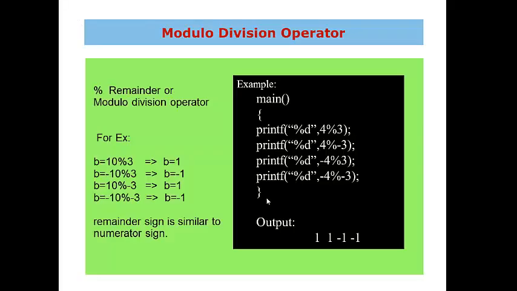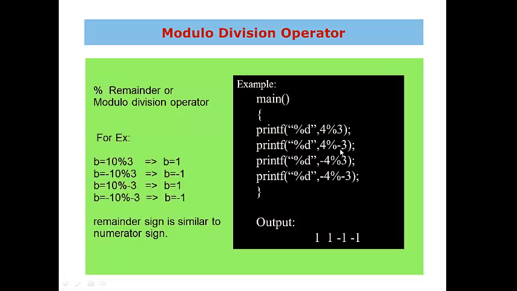Then another type is the modulo division operator. The modulo division operator is also called the remainder operator. The percentage symbol is the remainder operator. That remainder operator gives the remainder value. For example, in this program, main opening, printf percentage d, 4 modulus 3. That is the remainder of 4 modulus 3: if 4 is divided by 3, the remainder is 1.